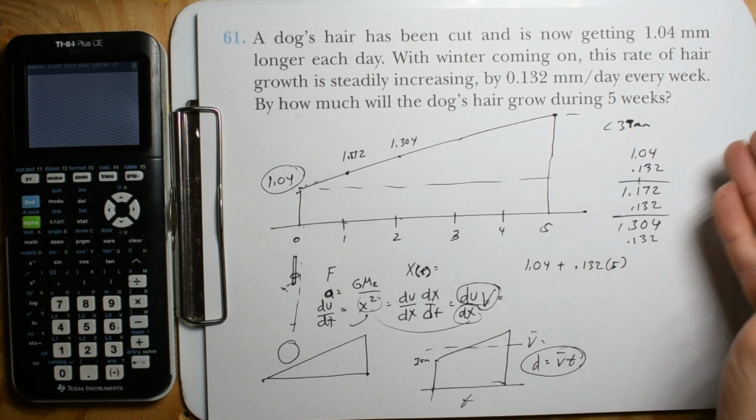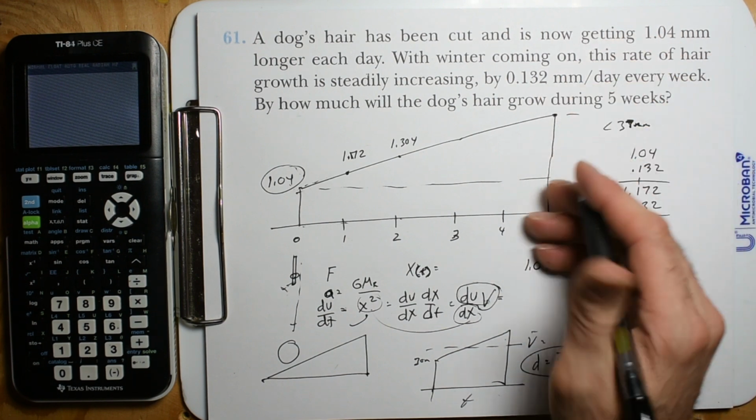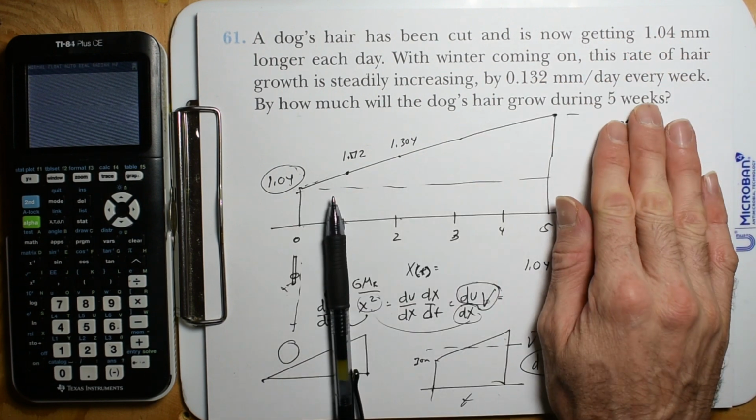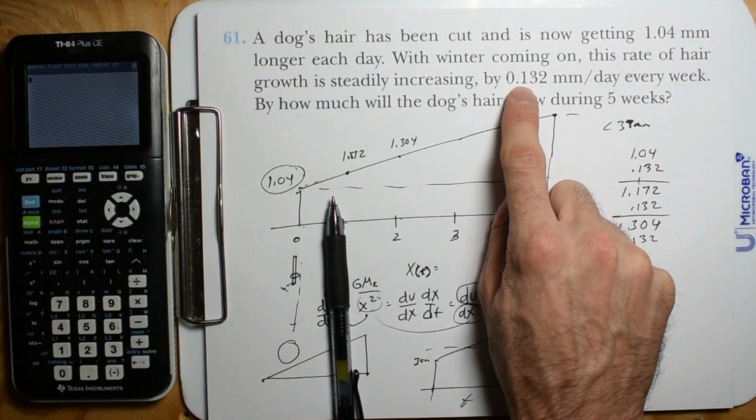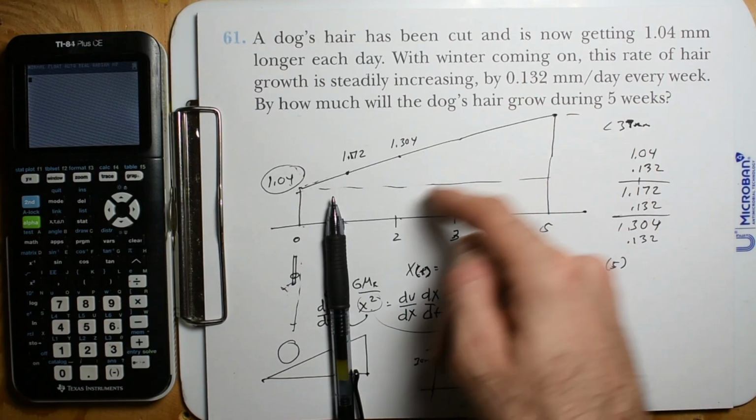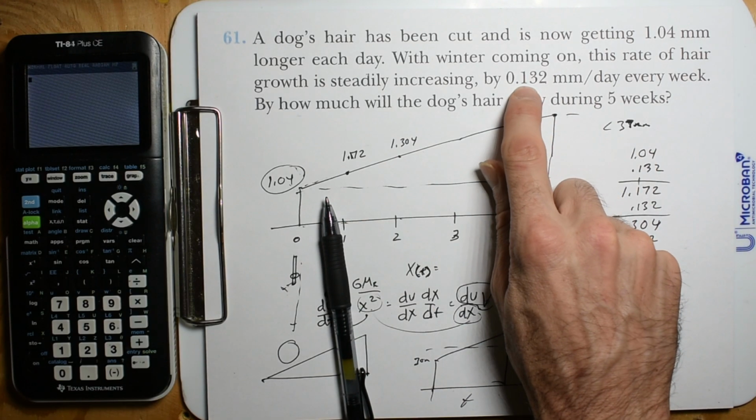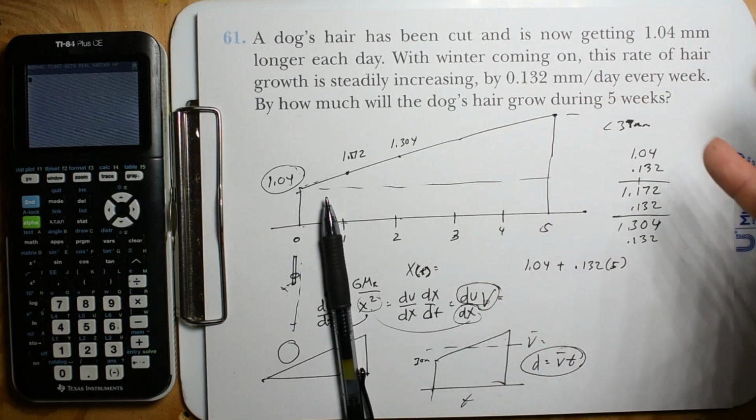And so that can be useful. This is speeding up, so now you have to figure out speeding up by what. And it's not even that appreciable. You know what I mean? We said in 5 weeks, it's just going to go up to like 1.5 millimeters.